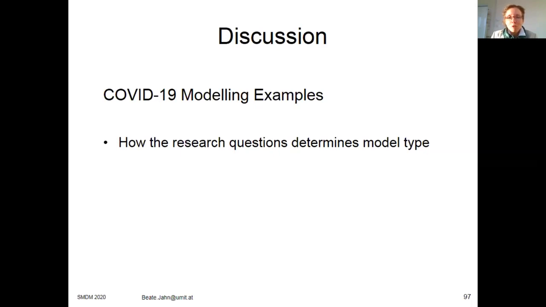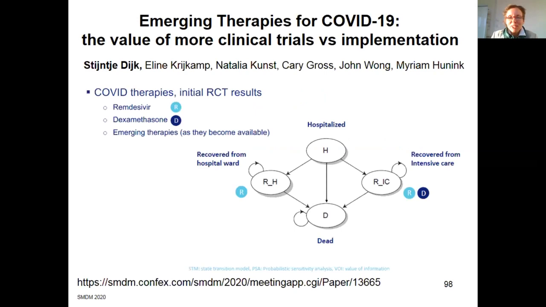The first project that I found on state transition models, so Markov models, is actually supervised by Miriam. It is on emerging therapies for COVID-19, the value of more clinical trials versus implementation. The work you find still at the conference, so you can check out the webpage. And maybe Miriam wants to explain why she used this kind of modeling approach for her research question.